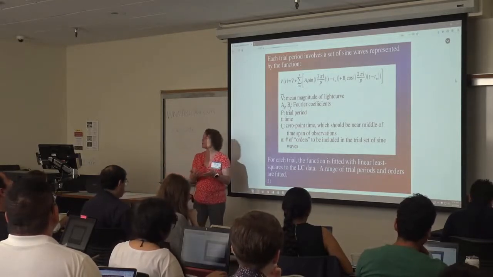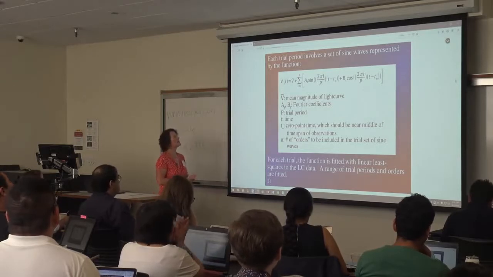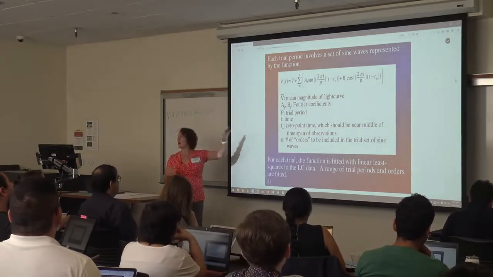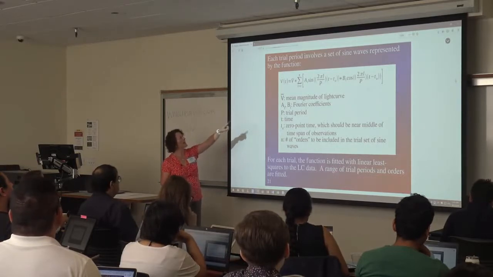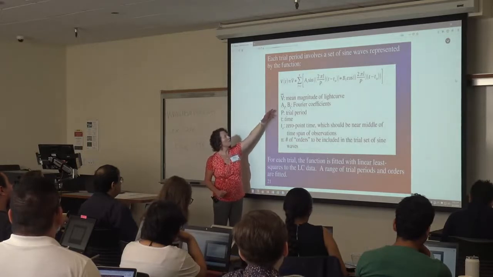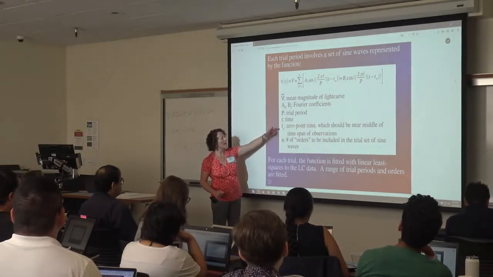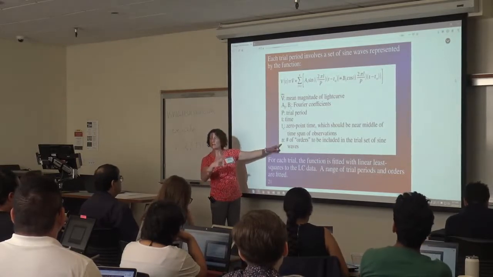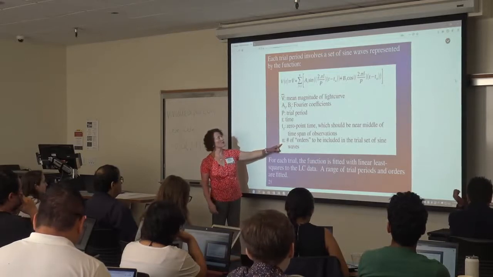So for doing the Fourier fitting, so putting together the different sine waves, it becomes very complicated because you can add in an arbitrary number of sine waves. So you would have this kind of summation function. You have a mean magnitude of your light curve. You'd have some Fourier coefficients, a trial period, a zero-point time, and then the number of orders. So this is how many different sine curves you're adding in. Okay, so you just keep adding orders if you want to.